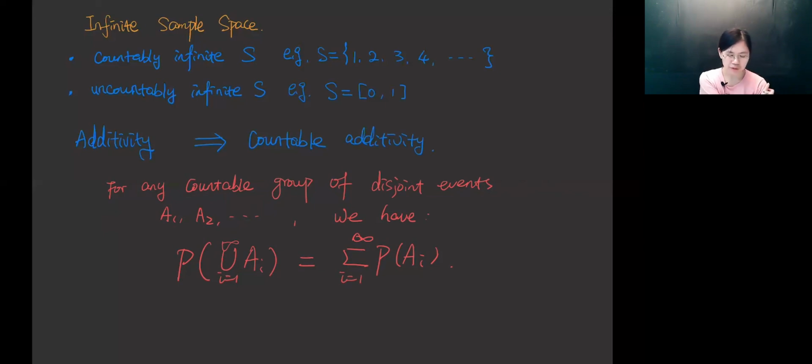Strengthening additivity to countable additivity avoids some very strange probability measures. But it also causes some logical difficulties when the sample space is uncountably infinite. We are not going to go into that. We'll just know that when the sample space is infinite, we want the probability measure to satisfy countable additivity.